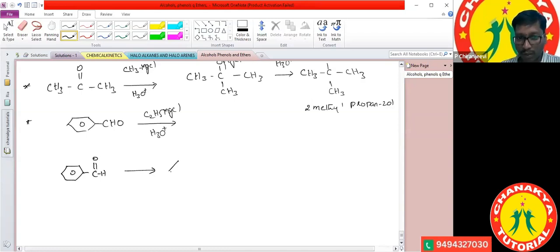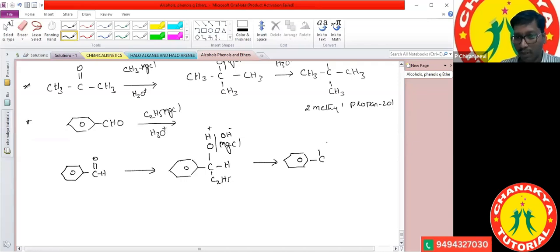to the oxygen. Okay. Now, in this one also, bond O MgCl, bond H, bond C2H5. Again, it undergoes the hydrolysis reaction. Hydrolysis means addition of a water molecule. This side H plus and this side OH minus. After adding the H plus it is converted into one phenyl, with OH and H there. And C2H5, if you split it, we can write as CH2 bond CH3.